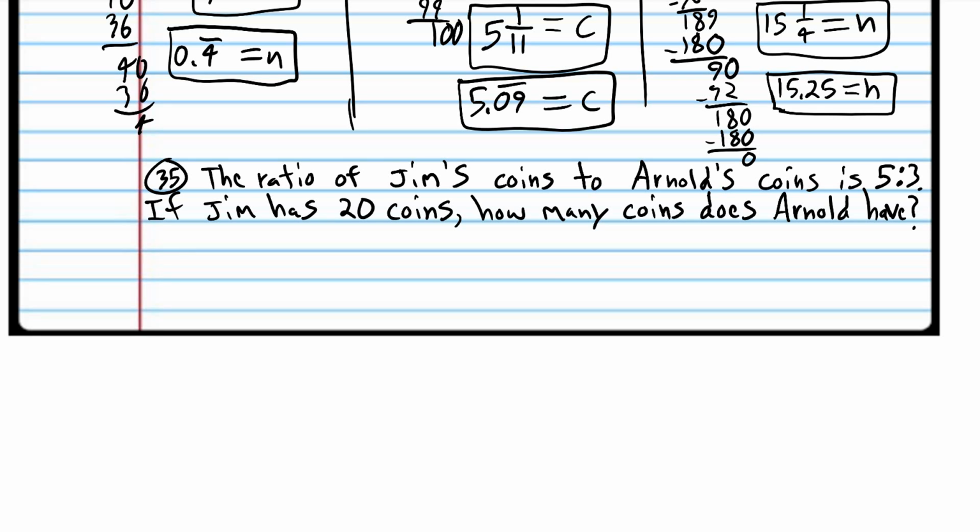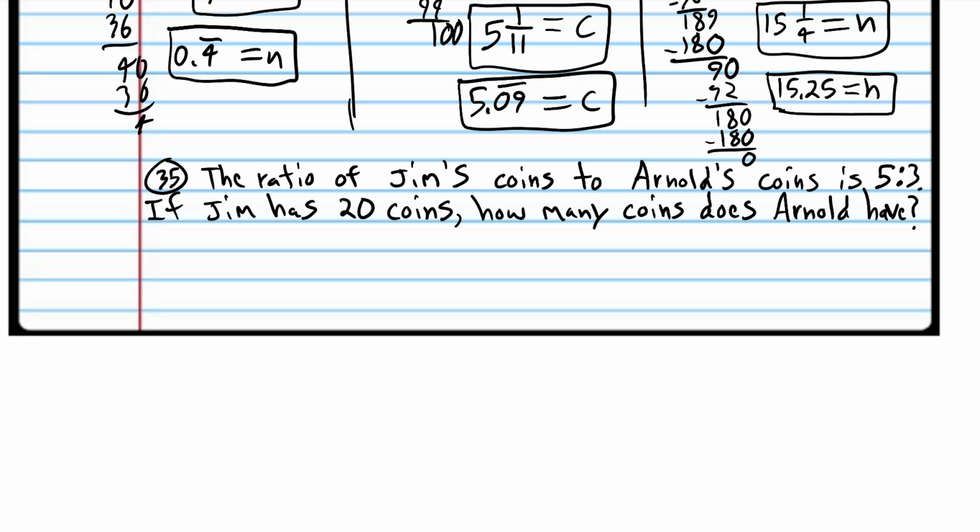So let's read the problem. The ratio of Jim's coins to Arnold's coins is 5:3. If Jim has 20 coins, how many coins does Arnold have? So again, we already learned ratios, but this problem requires us to set two ratios equal to each other. So this is actually a problem that involves a proportion. So in the previous class, we learned how to solve this using equivalent ratios.